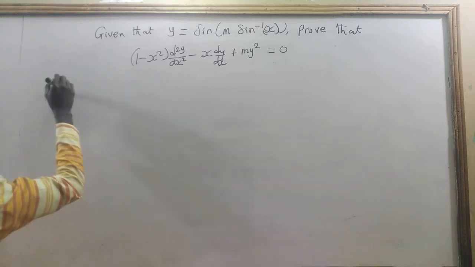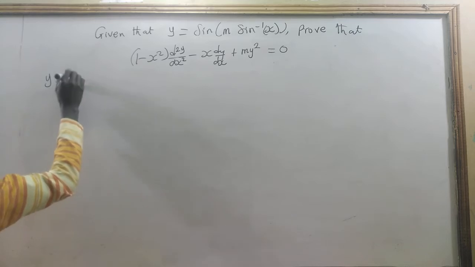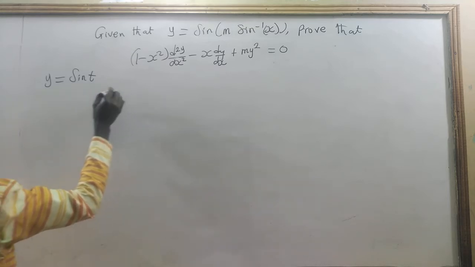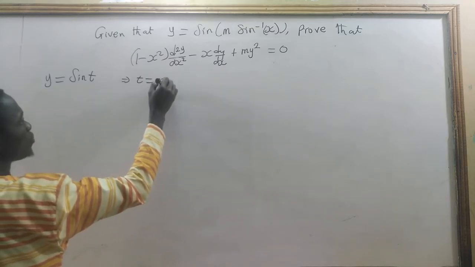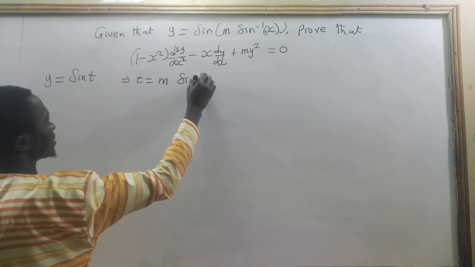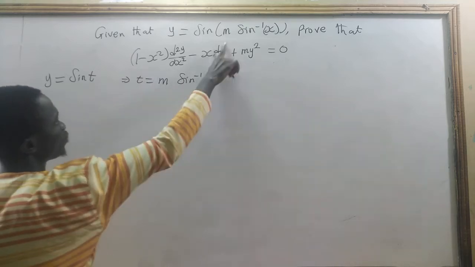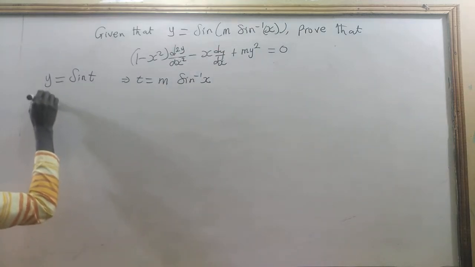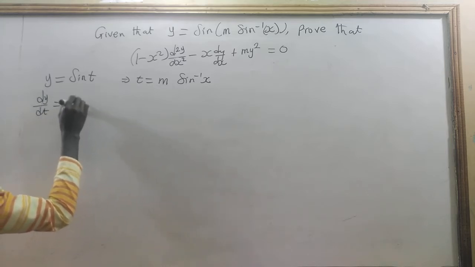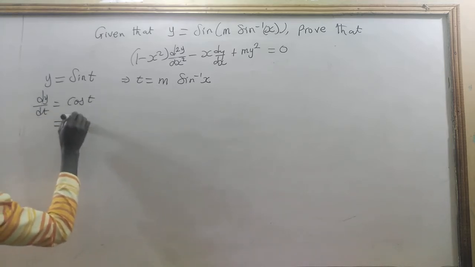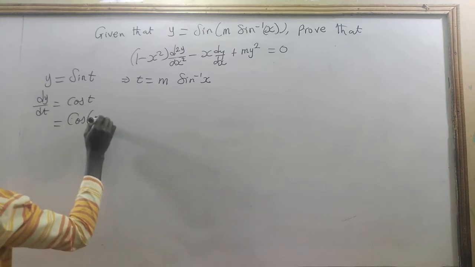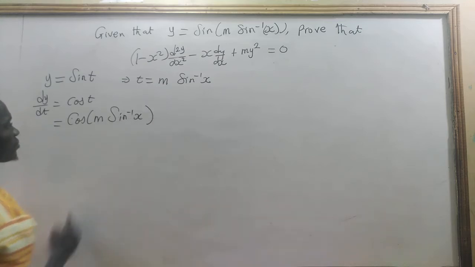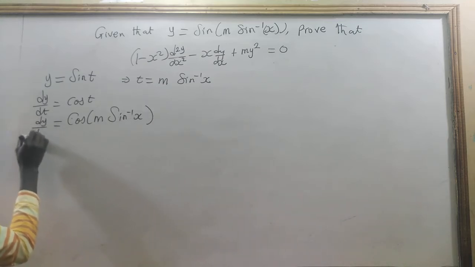If I take y to be equal to sine of t, it implies that t equal to m times the inverse sine of x. That is, if we take t to be equal to the inner function, then we have y equal to sine of t. And here, the derivative of y with respect to t is equal to cosine t. That will give us cosine of m times the inverse sine of x as the derivative of y with respect to t.